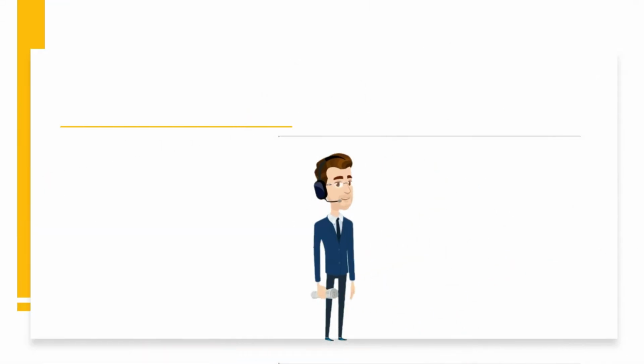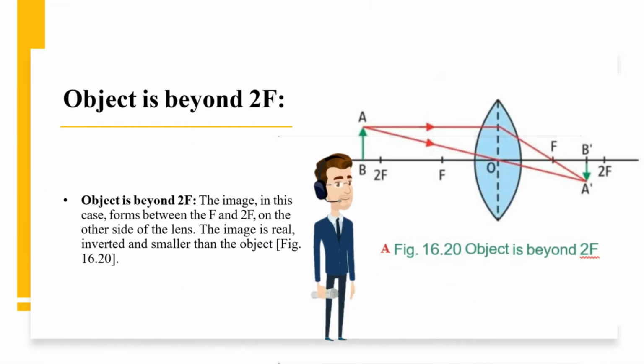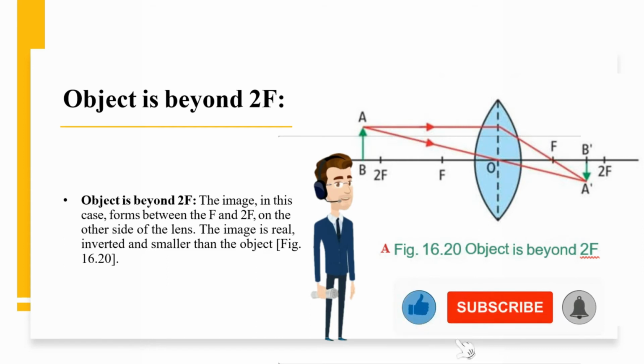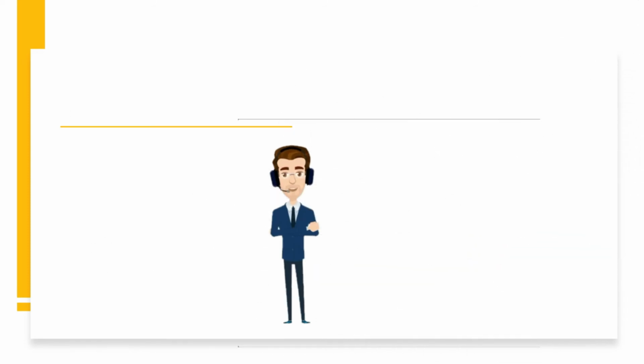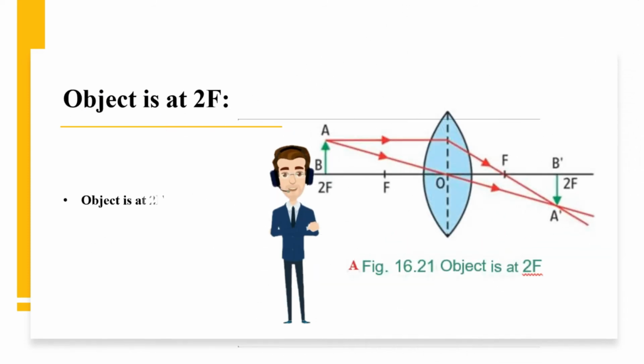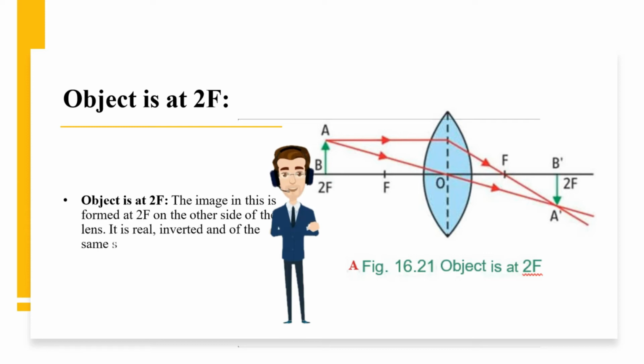Object beyond 2f. In this case, the image forms between f and 2f on the other side of the lens. The image is real, inverted and smaller than the object, figure 16.20. Object at 2f. In this case, the image is formed at 2f on the other side of the lens. It is real, inverted and of the same size as that of the object, figure 16.21.